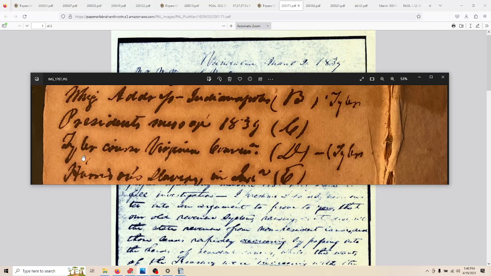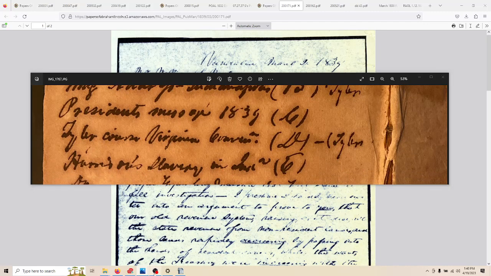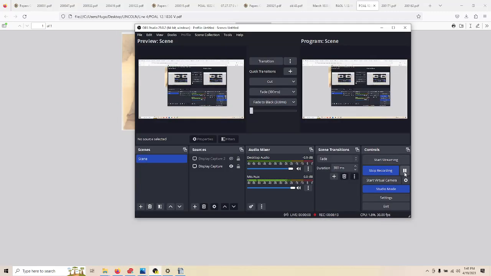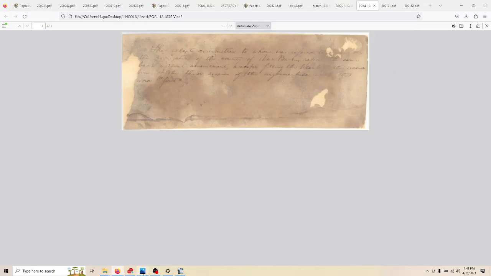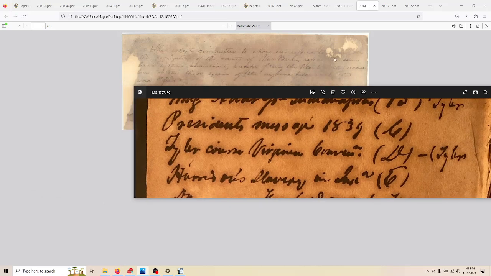Next, let's take a look at the word Virginia right here. For sake of time, I'm just going to show you the Virginia one and try to push through this one quickly now that we're establishing that there are a lot of similarities. So here's another V, and then Van Buren. This again is from Papers of Abraham Lincoln, 1836, in December.